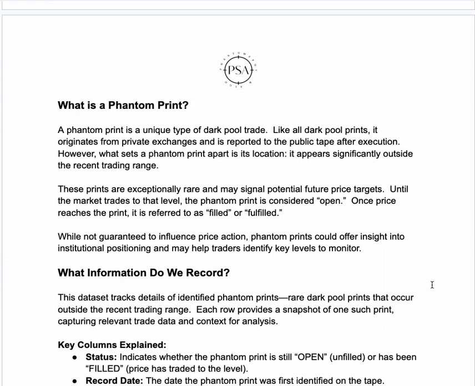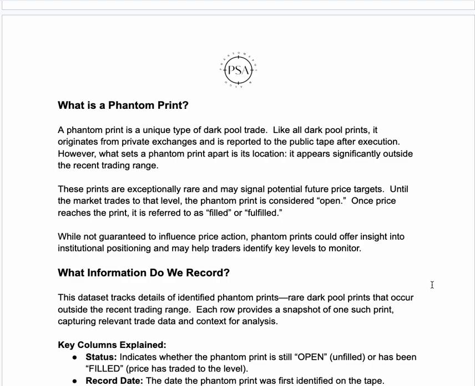Okay, so a Phantom print is a type of dark pool trade, and what sets it apart is that it is at a completely different price than what we're trading at the time. If you're watching time and sales, you can see it as it comes through the tape. It originates from a private exchange and it's reported to our public tape. These are exceptionally rare and they can be potential price targets.